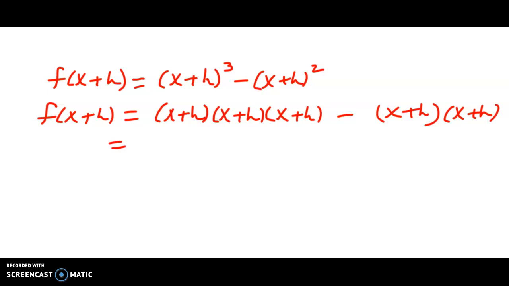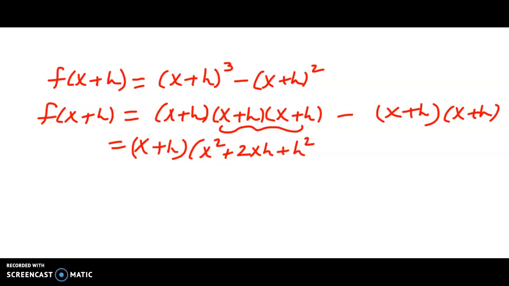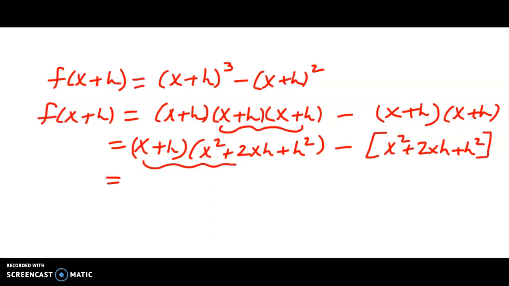Normally when you have 3 binomials, you work with 2 at a time. So I'm going to keep the first binomial and I'm going to expand the second 2. I'm going to get x squared plus 2xh plus h squared. Again, I'm going to expand these 2 binomials, x squared plus 2xh plus h squared. Now I'm going to FOIL out the binomial with this trinomial.